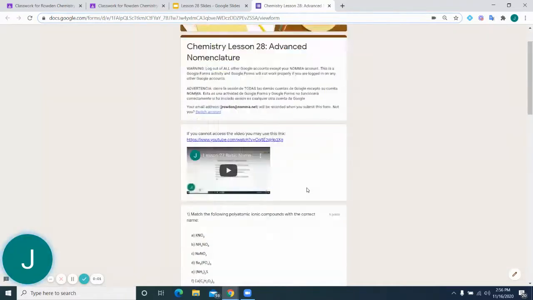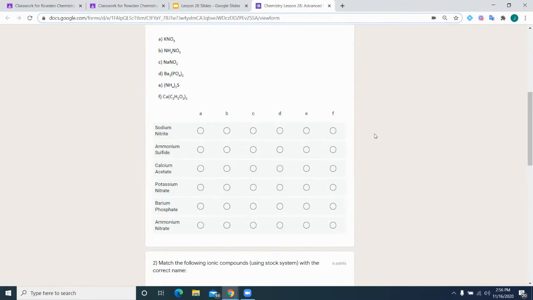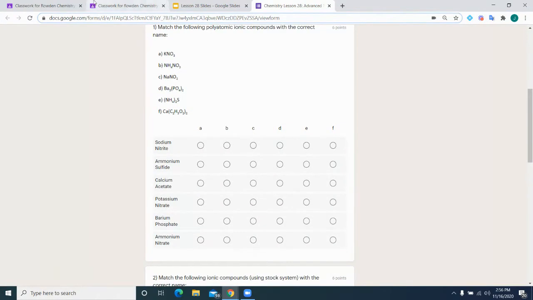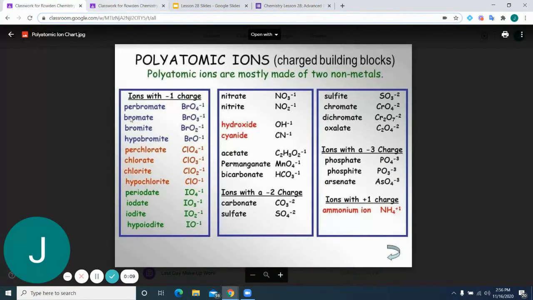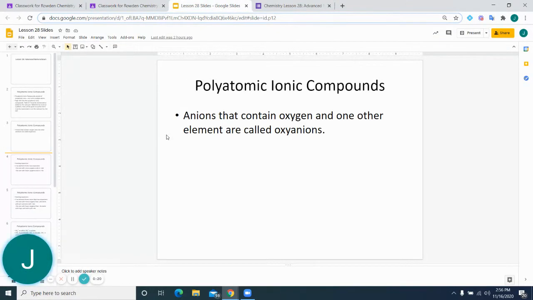Hello, everyone. We're looking at lesson 28, titled Advanced Nomenclature. So you'll want to open up, you'll find this in support materials, this polyatomic ion chart. You'll want to open up the periodic table, which is right next to it. And then I have the lesson 28 slides open. You might want those open as well.